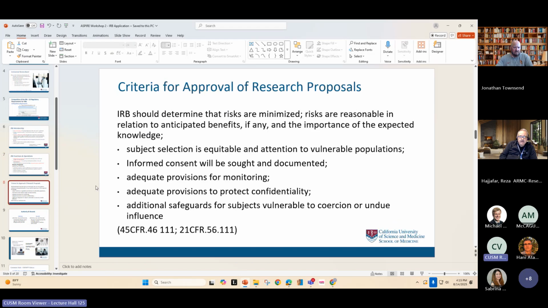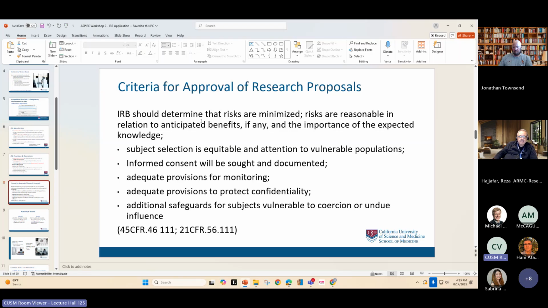I wrote this slide and provided just the general criteria for approval of research proposals. The IRB should determine that risks are minimized. The Common Rule, which I'll give you 2 slides on, is to make sure that there's no potential to exceed minimal risk. We're considering research to move forward and to be approved if there is minimal risk or less posed to human subjects.